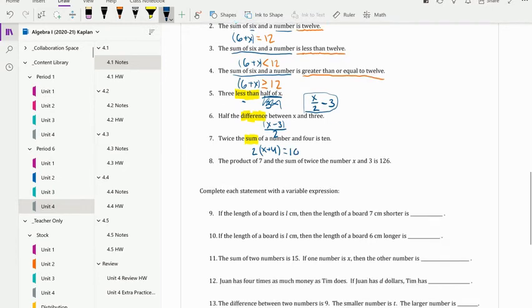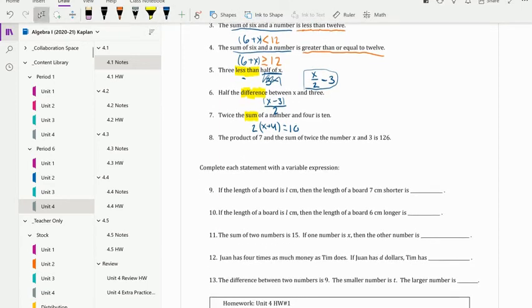Whew, we're getting interesting here. This one's complicated. If you don't quite get this one, I'm not going to say it's okay. Ideally, we want to get this one, but it is definitely a little bit challenging. So it says the product of 7 and the sum of twice the number x and 3 is 126. Okay, so I see the word sum here. So let's worry about that first. And I'll put it in parentheses, right?